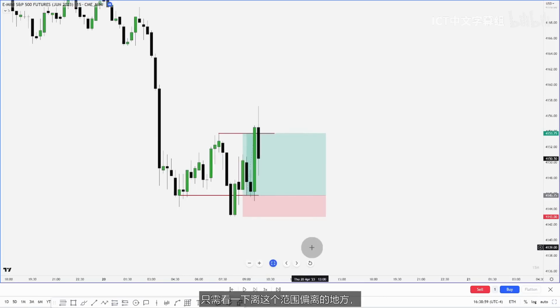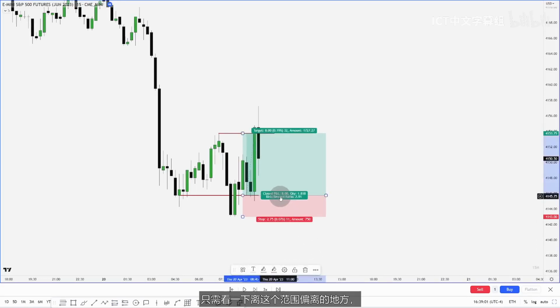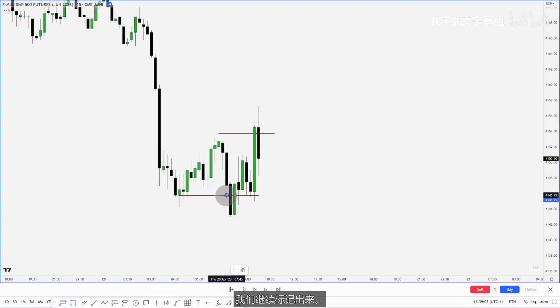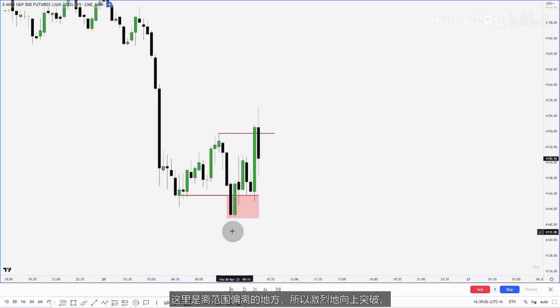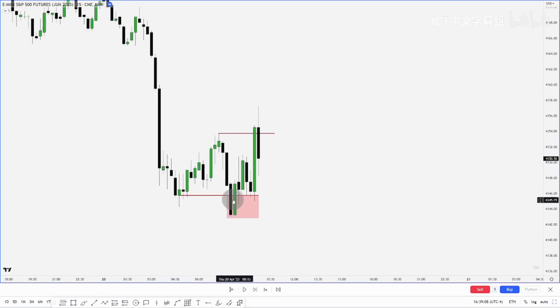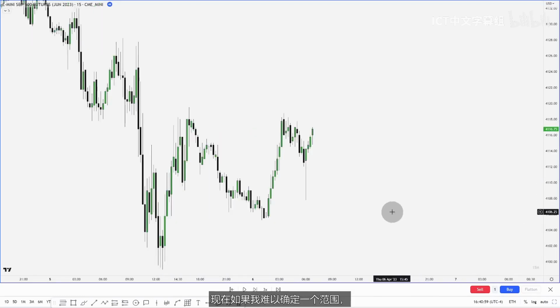And there we go. And just taking a look at where the deviation from the range was, let's go ahead and mark it out. Here was the deviation from the range, so aggressive out, aggressive back in, and then this old low supports price. Now, if I'm struggling to identify a range, what do I personally do?